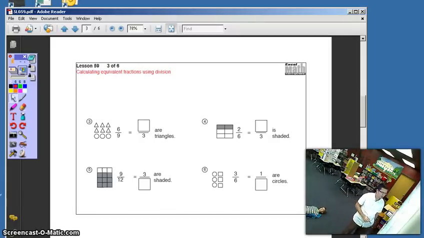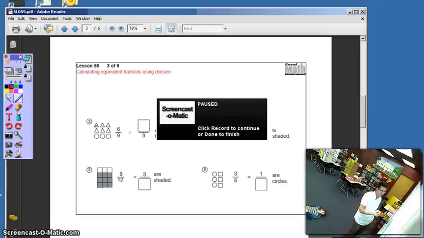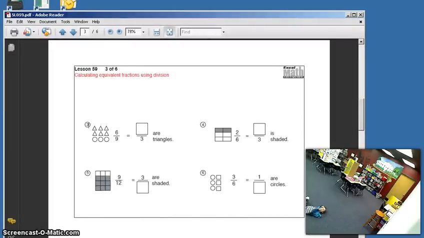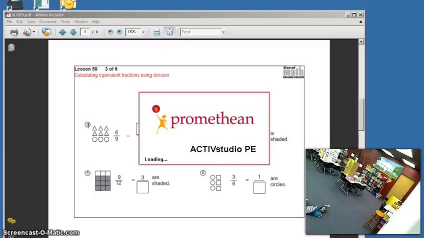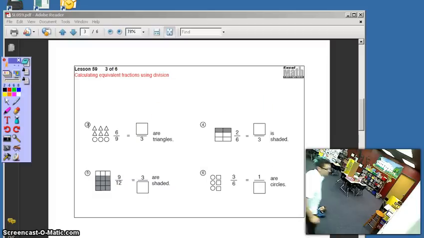So now we're going to move on to problem number 3, example 3. 6/9. 6 triangles. Come on now, come on. Okay, now we're working. Hopefully this will work for us. Let's see what happens.